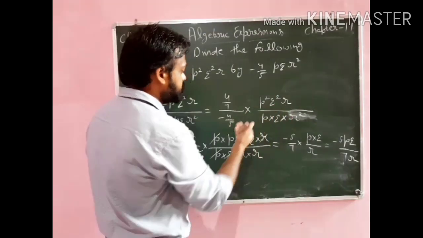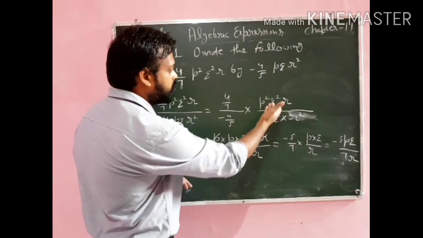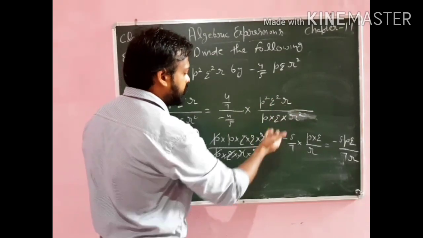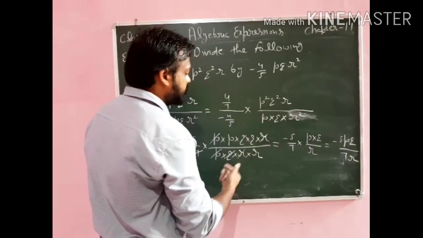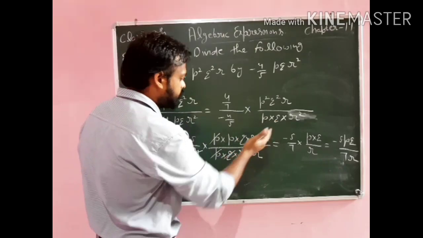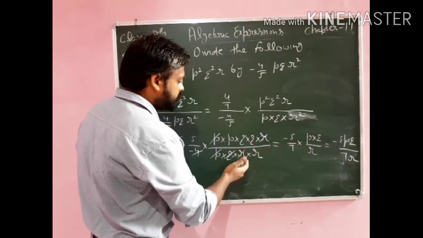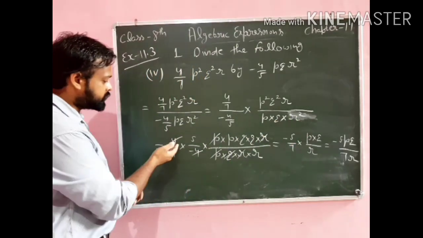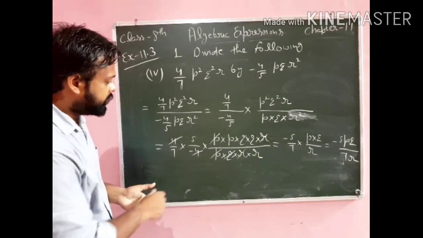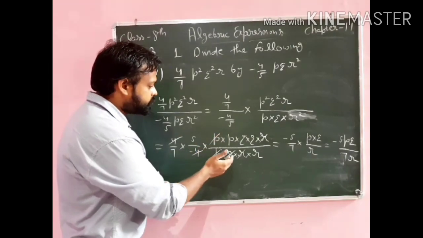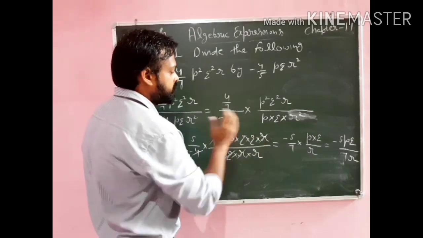So here you can see p square is 2 times p into p, q square is q into q, and r has only a single power. In the denominator p into q, r is for 2 times, it will become r into r. Okay, now this 4 and this 4 are cancelled, and even here p is cancelled with this p, q is cancelled with this q and r is cancelled with this r.